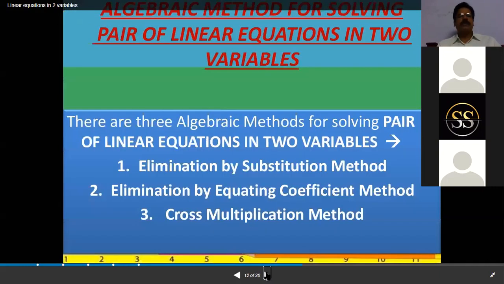Remember. And now the algebraic methods for solving a pair of linear equations in two variables. There are three algebraic methods. The first one is the substitution method, the second is the elimination by equating the coefficients method, and the third one is the cross multiplication method.